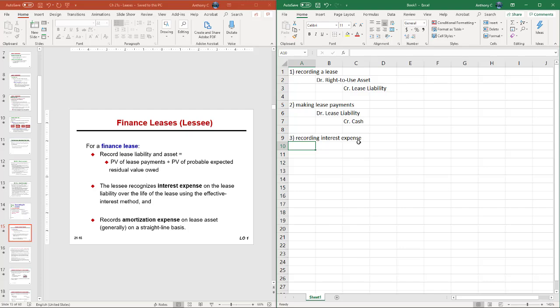So same thing with this finance lease. Since when we recorded this lease, we recorded the lease liability at the present value, over time, we're going to recognize interest expense to reflect the increase in the present value of the lease liability. So this tells us we will debit interest expense, and then our credit here will be to the lease liability. Just as a note here, recording interest expense reflects the increase in the present value of the lease liability.